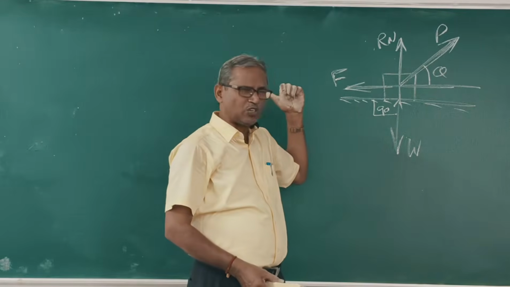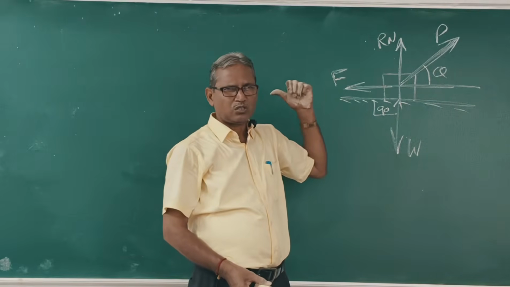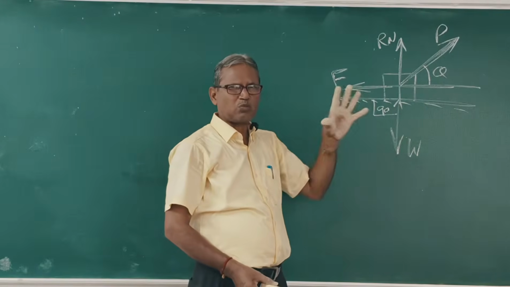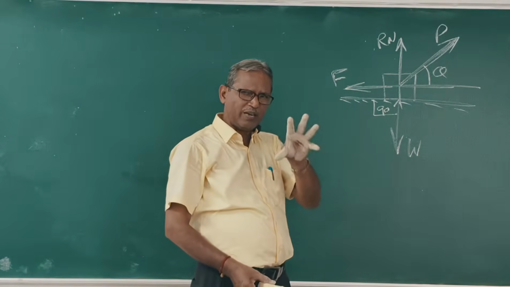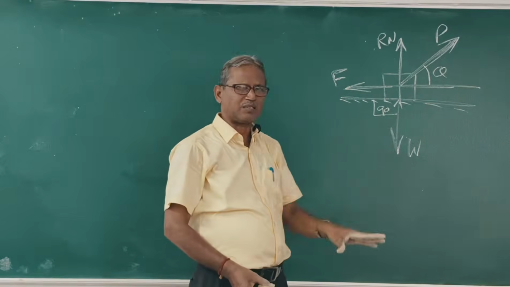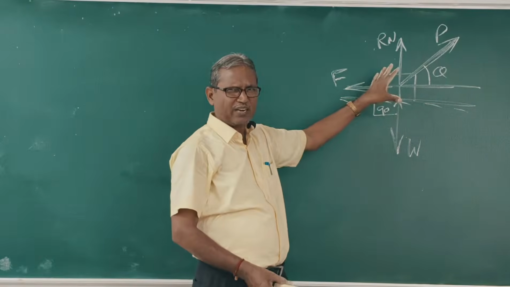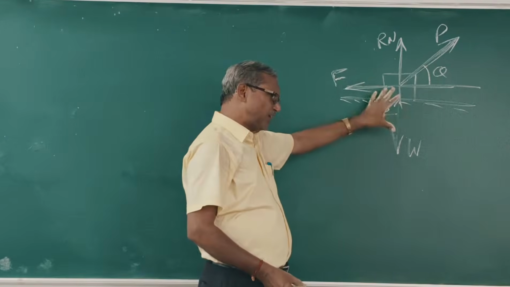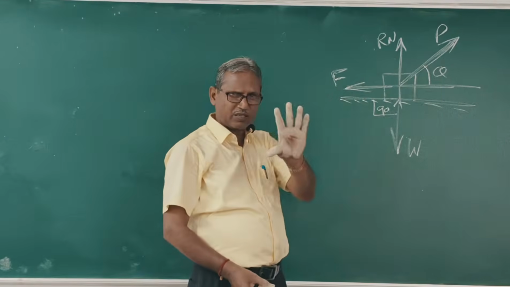So what is the minimum value of P just to move the body? Just to move means the body is at rest, just to slide, tends to slide, all of equal meaning. This means the body is in equilibrium condition. What is the minimum value of P? I will find out.